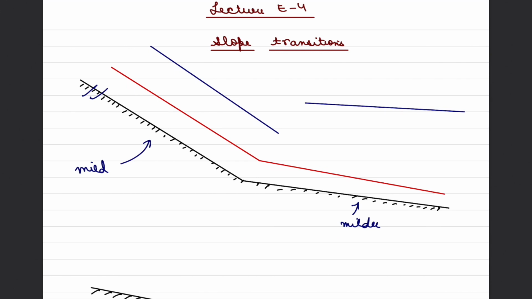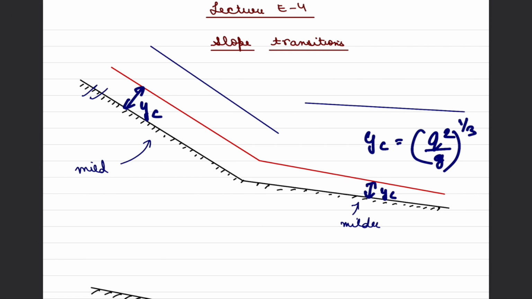Now, we know that in case of channel flow, our critical depth yc is independent of the slope because yc is simply (q squared upon g) raised to the power 1 by 3. So it does not matter whether our slope is milder or mild, our yc or critical depth of flow is going to be the same. Now we also learned that by definition, a slope is a mild slope if critical depth yc is less than the normal depth of flow. That would mean for a mild slope, our yn is definitely going to be higher than yc.